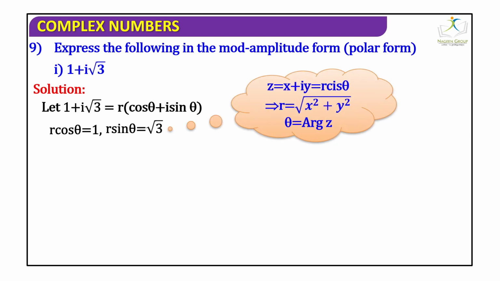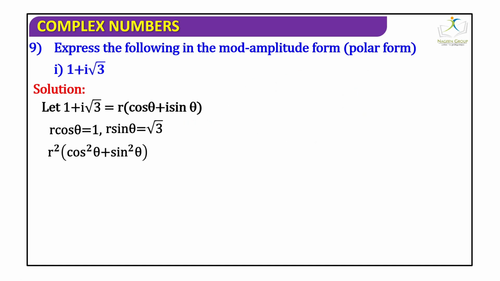We can find out theta, which is the argument of z. और modulus को find out करने का formula होता है under root of x square plus y square. So, from here we have r square cos square plus sin square, it is equal to 1 plus 3, right? We have here this equal to 1 square plus root 3 ka square 3, which is equals to 4. r square equal to 4 and r equals to 2, right?